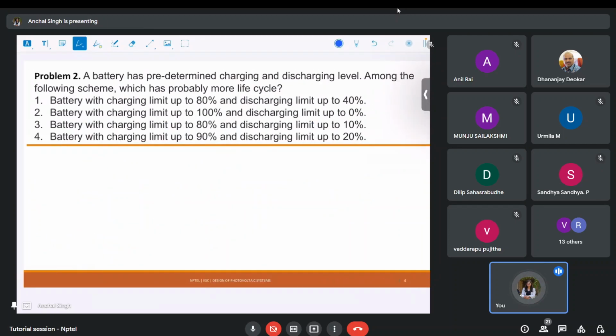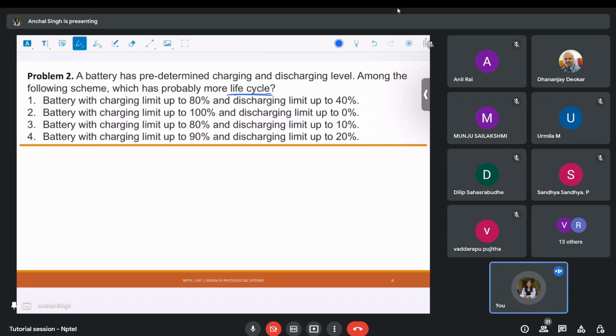So in the next problem, a battery has predetermined charging and discharging level. Among the following schemes, which has probably more life cycle? Now, the moment they talk about life cycle and they are telling us the charging and discharging limit, we know that the depth of discharge is proportional to life cycle. That means our life cycle is proportional to the depth of discharge. So, the depth of discharge is maximum in this one. So, our life will also be maximum in this one.